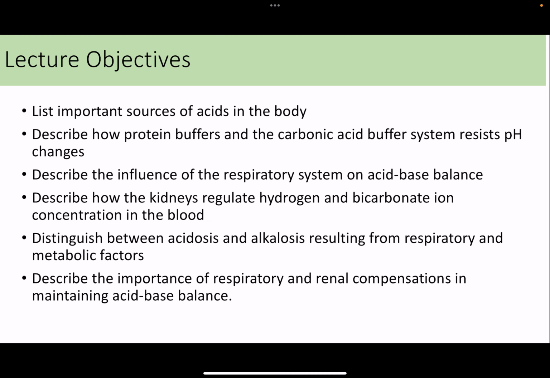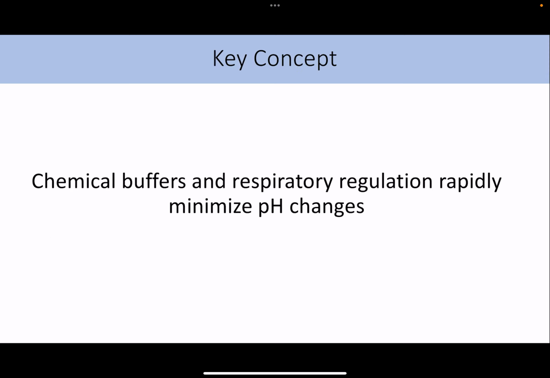Not that short. We're going to list important sources of acids in the body, talk about how protein buffers and the carbonic acid buffer system, which you already know about, resist pH changes, describe the influence of the respiratory system on acid-base balance, talk about how kidneys regulate hydrogen and bicarbonate ion concentration in the blood, distinguish between acidosis and alkalosis resulting from respiratory and metabolic factors, and describe the importance of respiratory and renal compensations in maintaining acid-base balance. All right. So chemical buffers and respiratory regulation rapidly minimize pH changes.